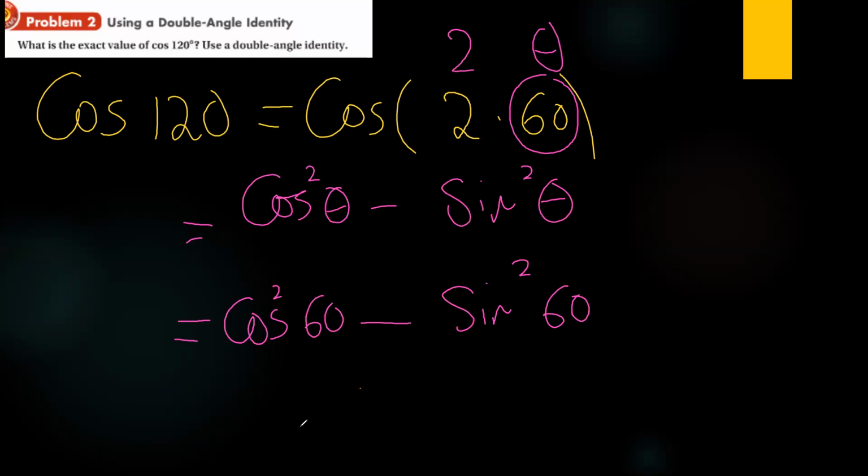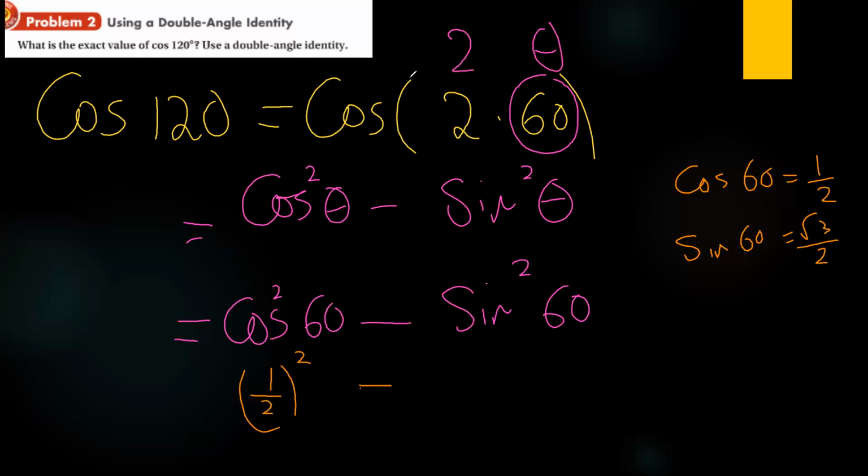Then let's remember, what is the cosine of 60? It is half. And what is the sine of 60? It's square root of 3 over 2. So cosine of 60 is half squared minus square root of 3 over 2, which is the sine of 60 squared. So it will be 1 over 2 squared, which means 1 over 4 minus square root of 3.